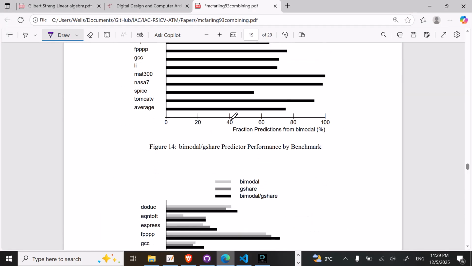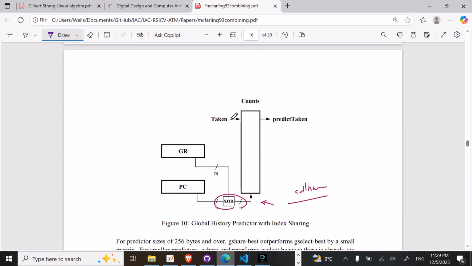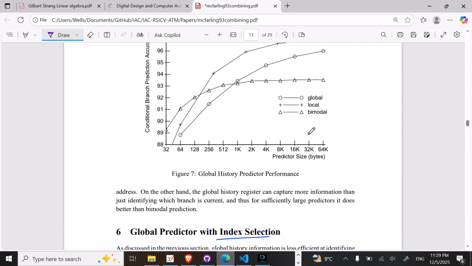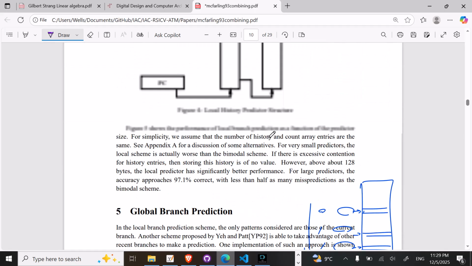Hopefully that was helpful. If you're really interested in this, you can read the paper, and it'll be quite interesting. You can also read about the resources as well. Okay, thank you.